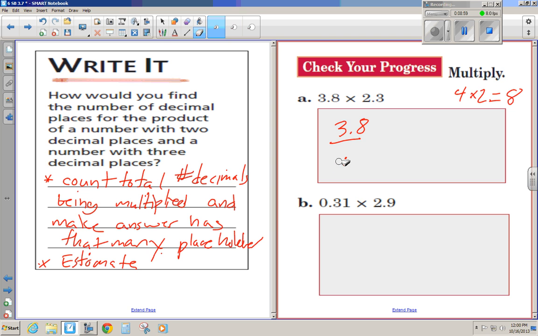I don't know why I keep writing a 3. 3.8 times 2.3. 8 times 3 is 24. 9 and 11. I'm going to put an X here.